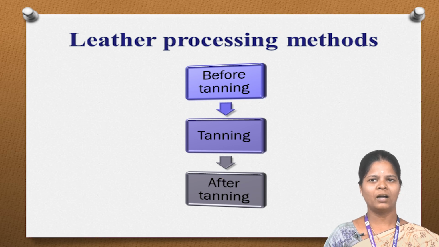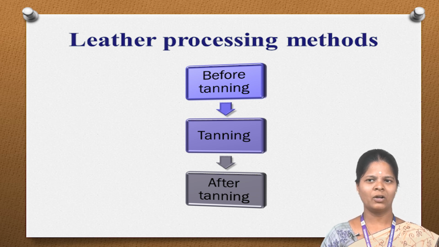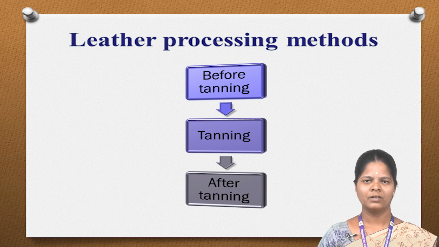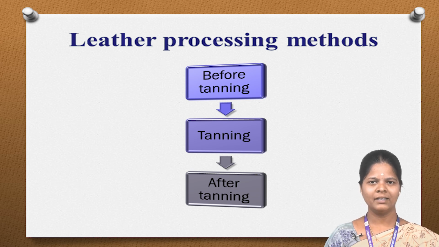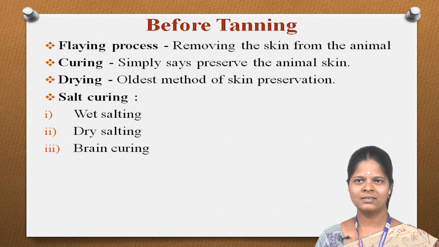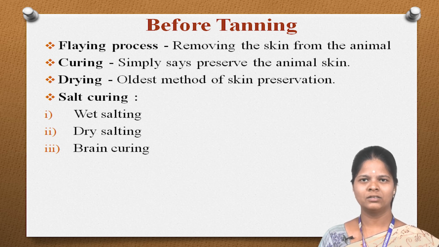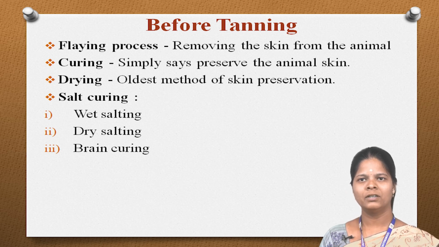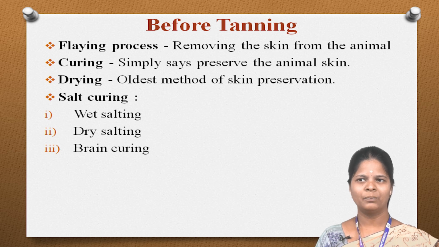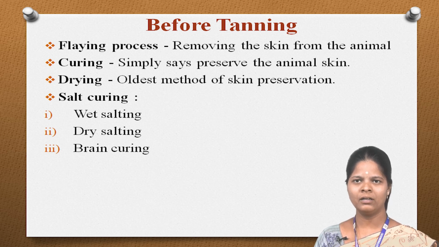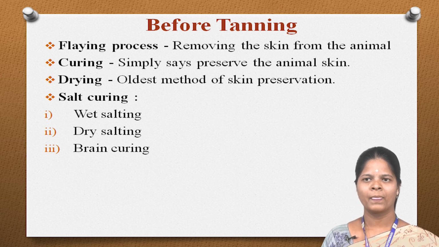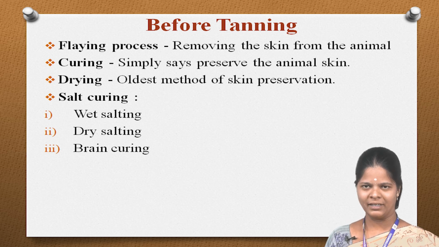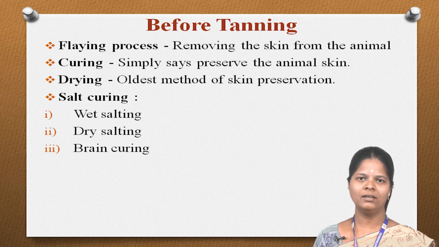Finally, we come to the topic of leather processing methods. The leather processing methods are of two types: before tanning and after tanning. The process before tanning starts with two initial processes: flaying and curing. First we see the flaying process. It is the process of removing the skin from the animal. The other initial process is curing, which is the preservation of the animal skin before the tanning process.